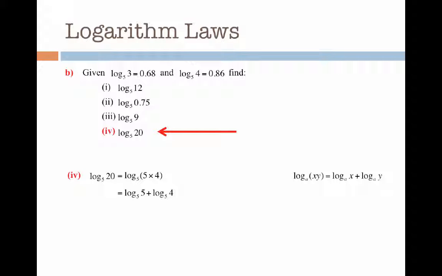Now I have the second log, but I don't have the first. How do I evaluate log base 5 of 5? Well, I ask myself, what does this mean? It's asking me 5 to what power gives me 5? That's what log base 5 of 5 means. Well, 5 to the power of 1 will give me 5. So this means that log base 5 of 20 is going to be 1 plus 0.86, or 1.86.